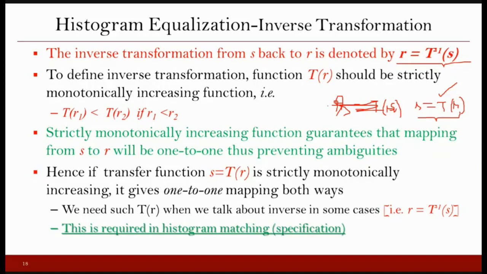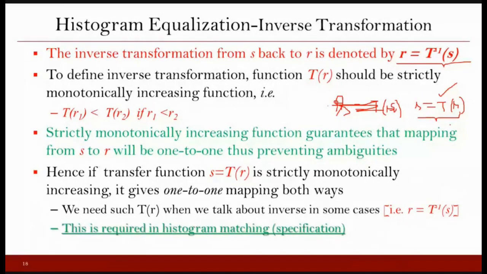So to get the inverse, there is another requirement, and the requirement is that this transformation function T(R) should be a strictly increasing function. If that is the case, then for any two values R1 and R2, let's say R1 is greater than R2, T(R1) will always be more than T(R2). Or we can say that for every R there will be a unique mapping. So if the mapping is unique, then computing the inverse can be completely defined.